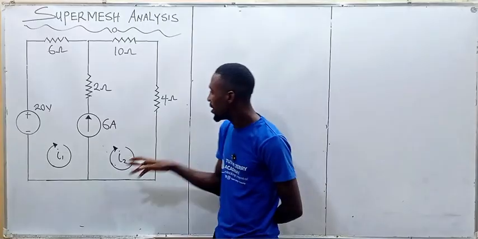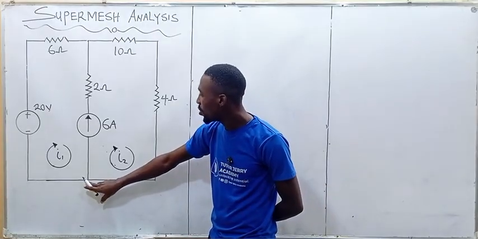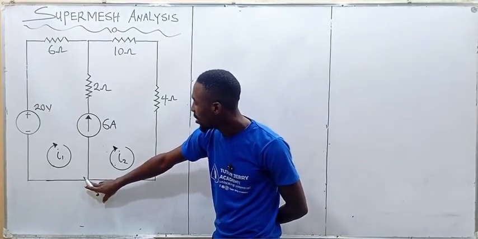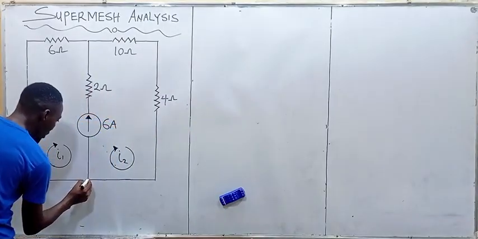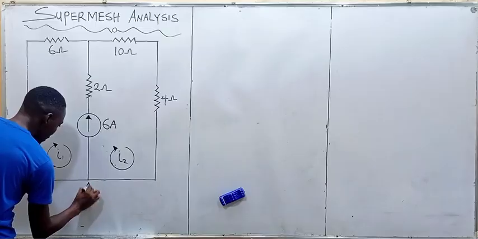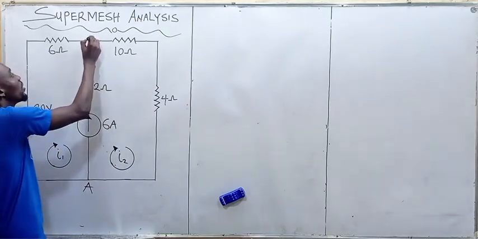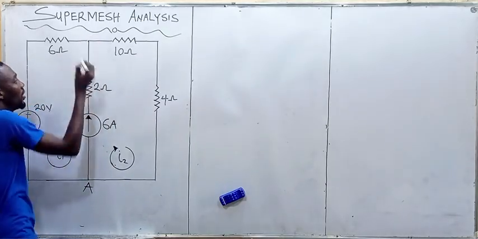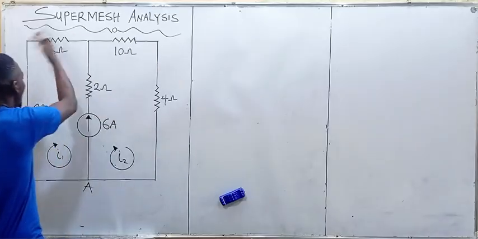So let's call this place node A. You can also make use of this place if you want. Any one you want to, you can make use of.